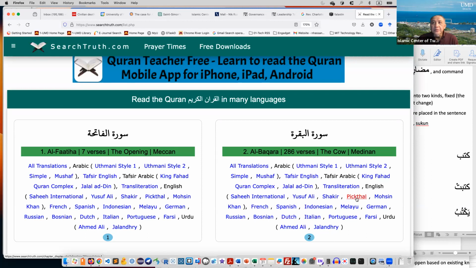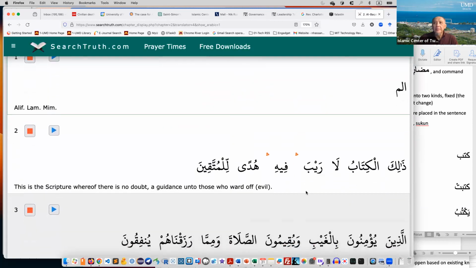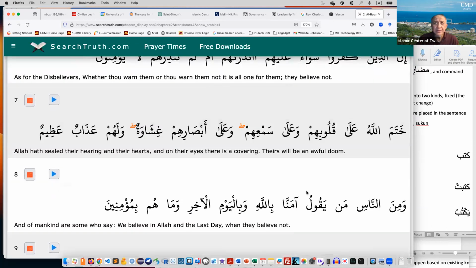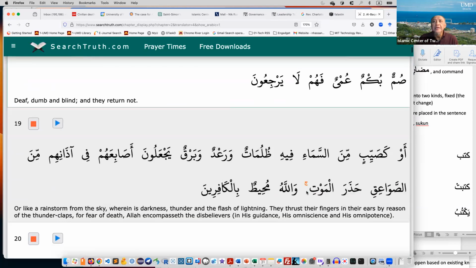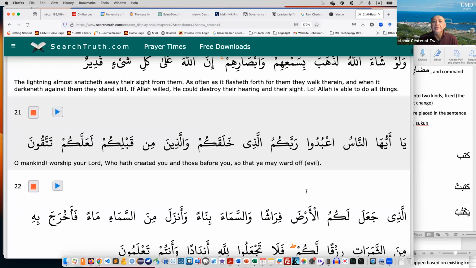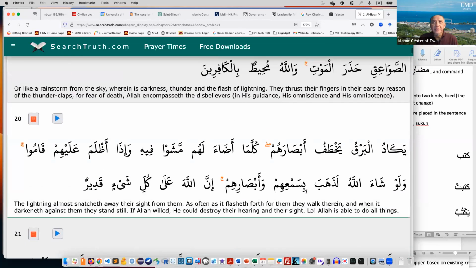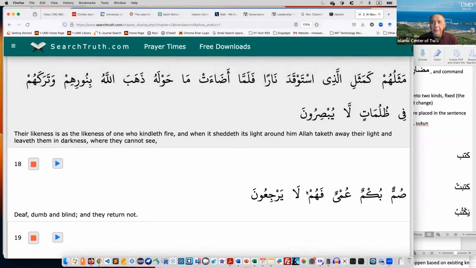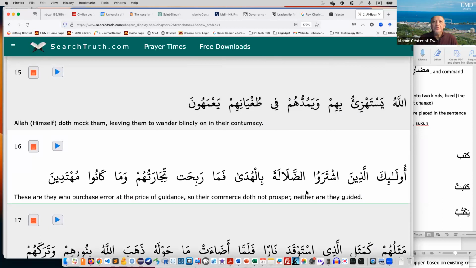So I'm going to go into this version, and we're looking at Al-Baqarah right now. I'm just going to pick one. Just pick any, I think it doesn't matter. And we have our teacher to help us here, inshallah. So okay, here we go. Let's start with ayat number 15.